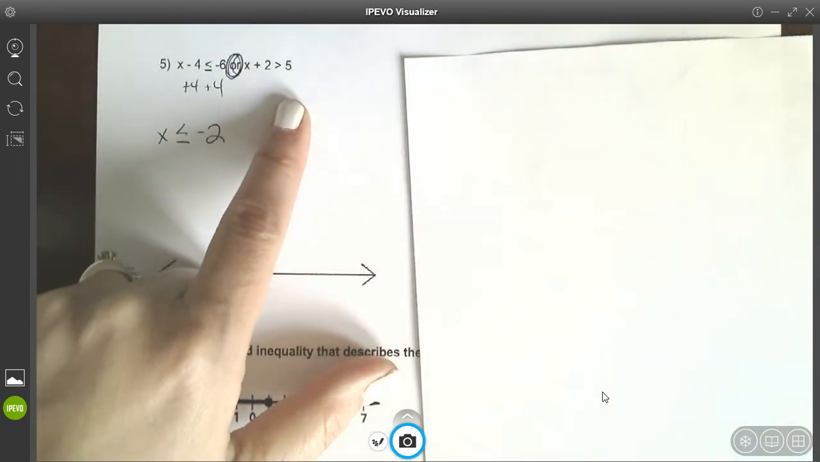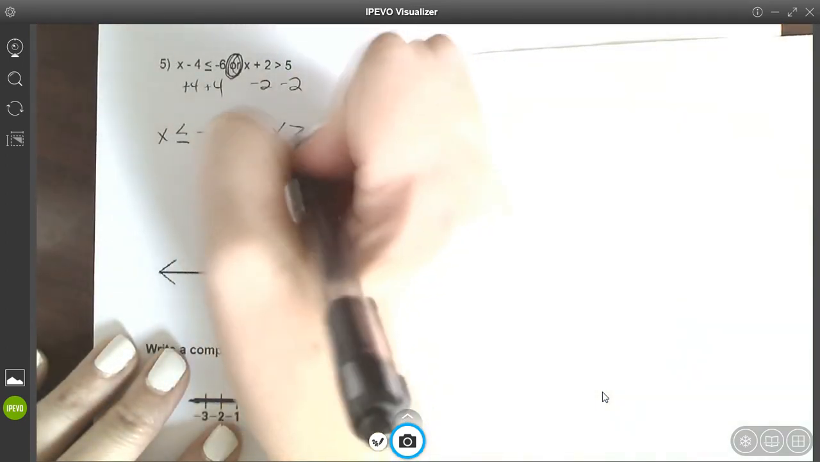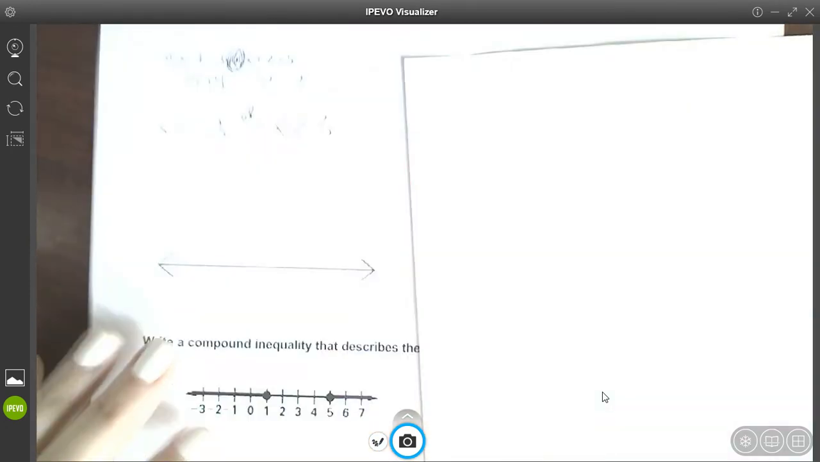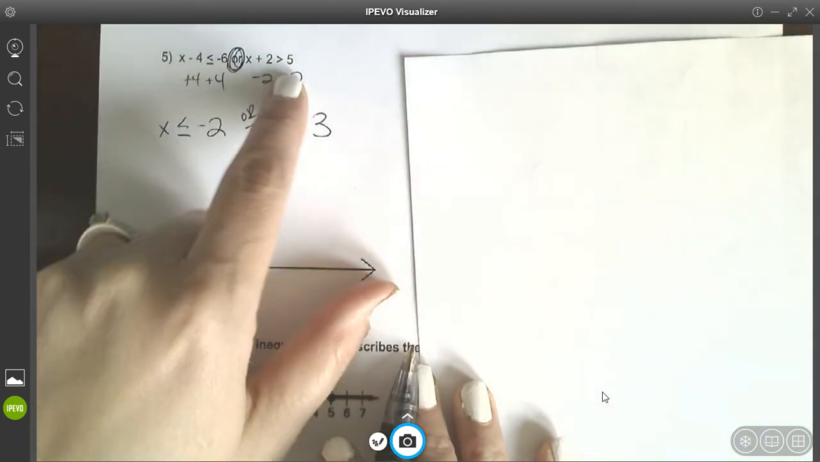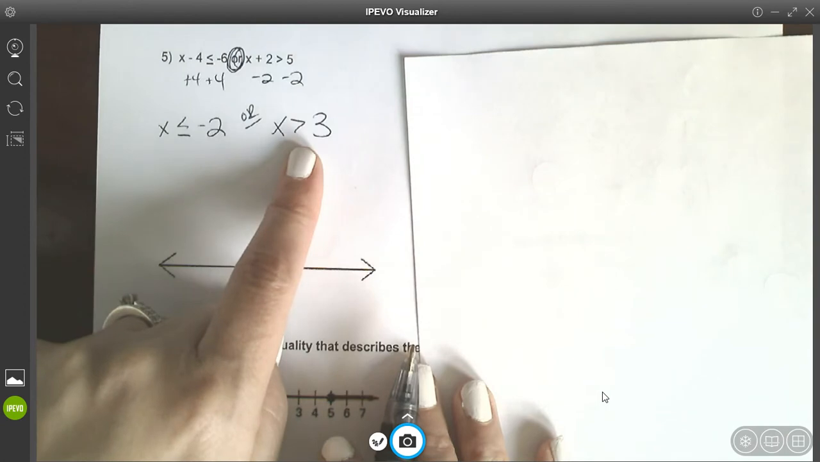Then I'm going to jump over and solve this one. So this one I'd have to subtract 2. And I get x is greater than 3. Okay. So you solve them as 2 separate problems. Some people start adding 4 here and then they leak over and add 4 on this side. You solve this one and then you solve this one separately.